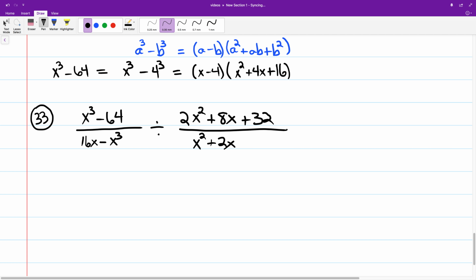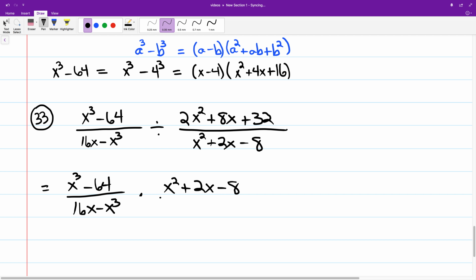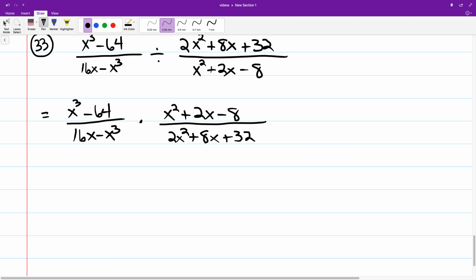And once again, we can rewrite this division statement in the context of multiplying. So we have x cubed minus 64 over 16x minus x cubed, times x squared plus 2x minus 8 all over 2x squared plus 8x plus 32. Again, dividing by a fraction is the same as multiplying by the fraction's reciprocal.